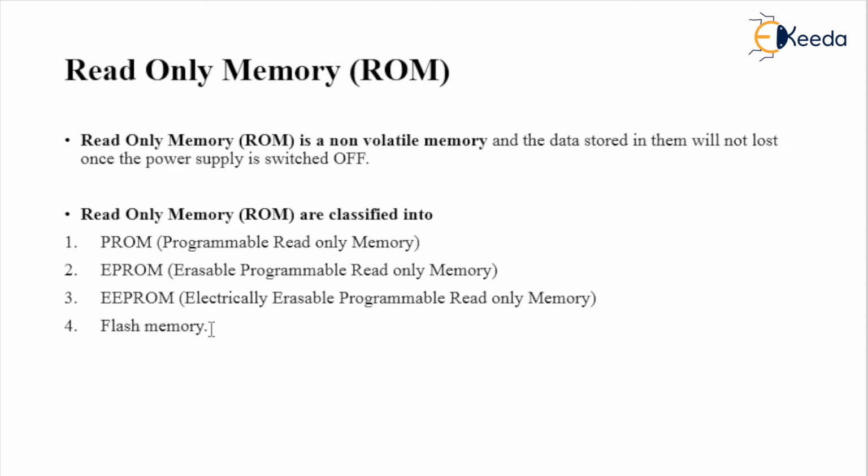Is it clear to you? I repeat, these read-only memories are classified into four types: PROM, programmable read-only memory; EPROM, erasable programmable read-only memory; EEPROM, electrically erasable programmable read-only memory; and the fourth one is flash memory. Is it clear to you?